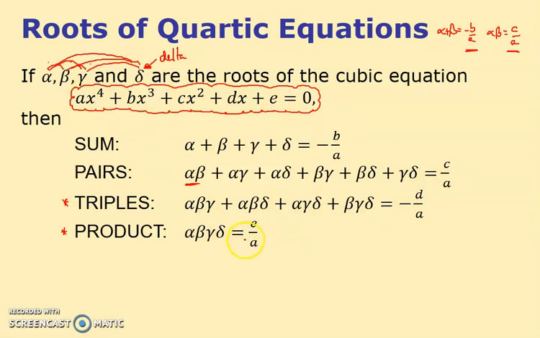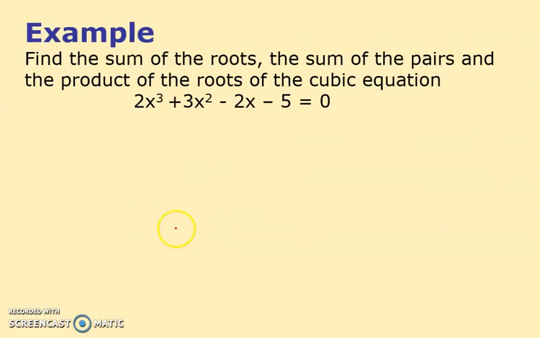So I hope you've written all those down. You need all of those. Pause the video if need be. So we're going to use those now to do this example. It says find the sum of the roots, the sum of the pairs, and the product of the roots of the cubic equation. So this is what I called just now pairs. But it's the sum of the pairs. And the sum of the roots, well, we knew that before, and the product of the roots.